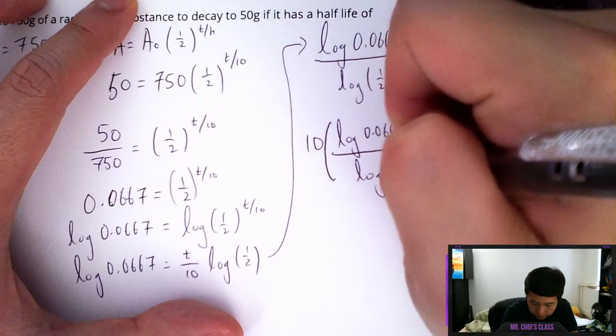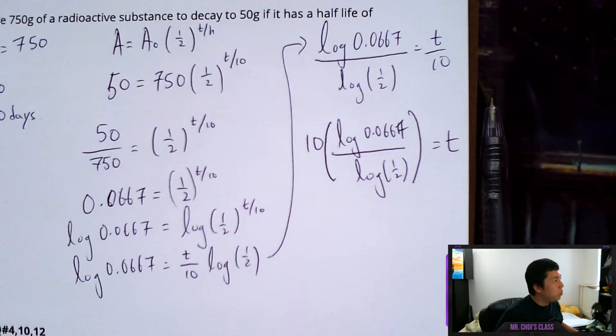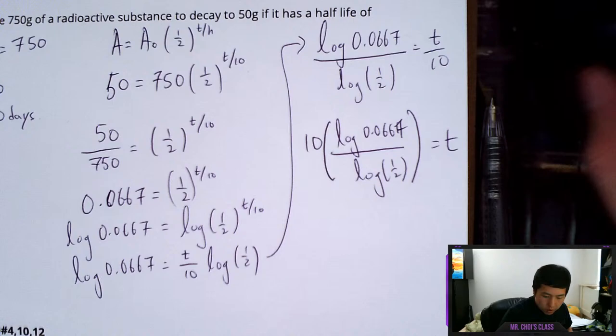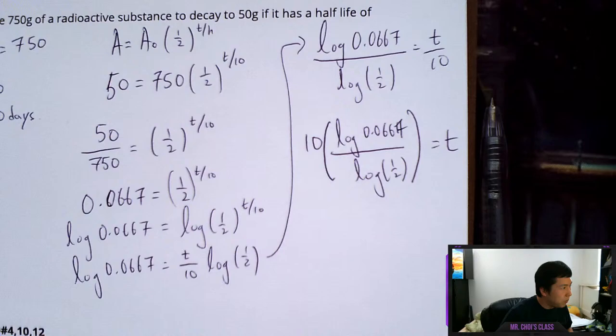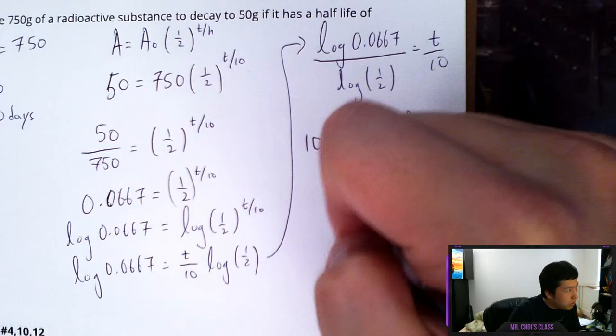We get this here. So plugging that into our logarithmic function, we're going to get log of, technically we should be using the 50 divided by 750. So I'm going to be doing that to make it accurate. I'm going to divide that by log of 0.5, and I'll multiply that by 10. And so that's going to give me 39.1 is equal to t, approximately, rounded.